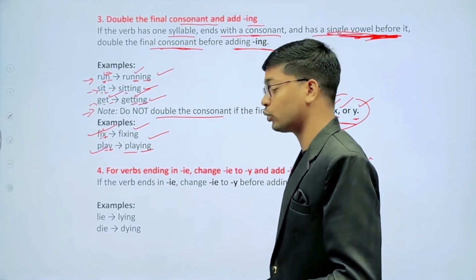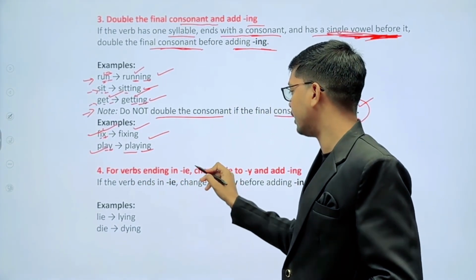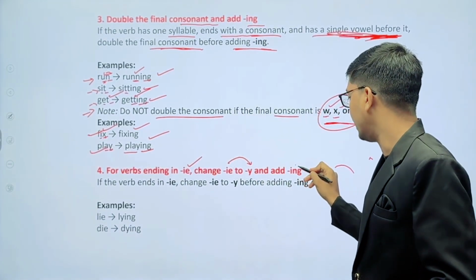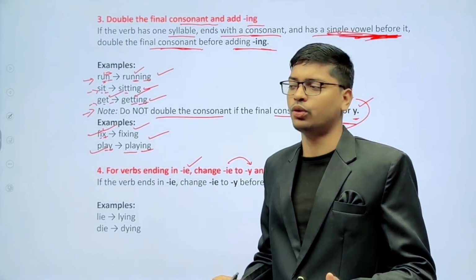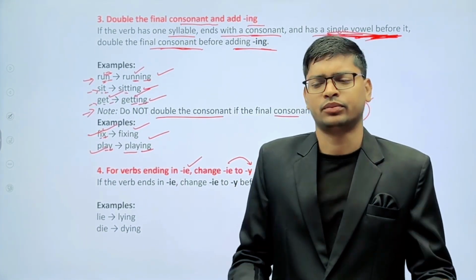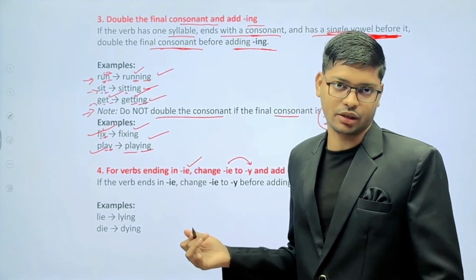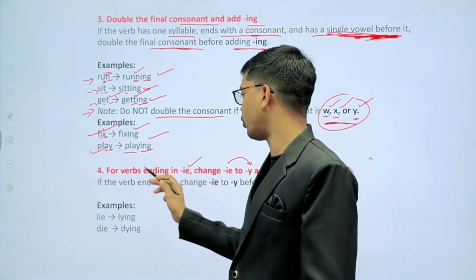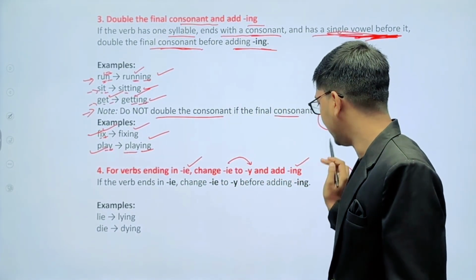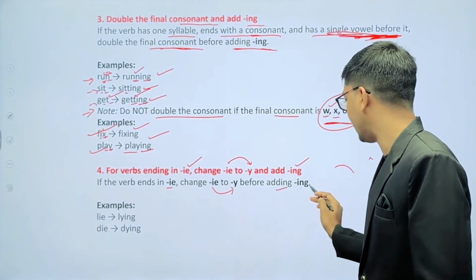Okay, next, the fourth rule: for verbs ending in ie, change ie to y and add ing. This is a reversal rule, like the earlier rules. If the verb ends in ie, change ie to y before adding ing.